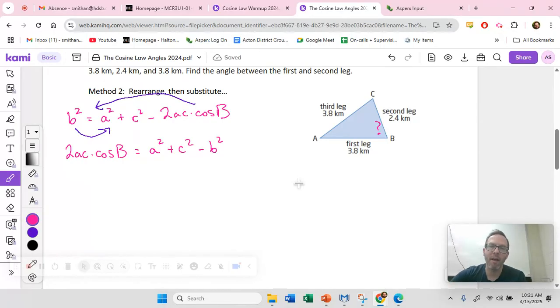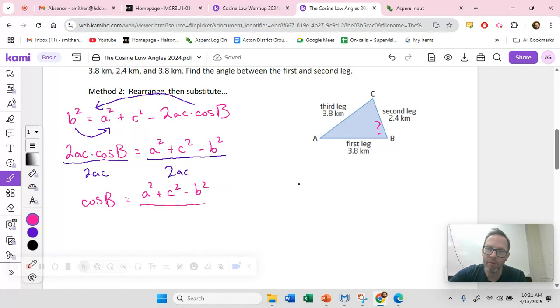We can now get cosine B by itself pretty quickly by just dividing both sides by 2AC. And what we have is a nice, tidy formula that helps us find, if not B directly, it helps us find the cosine of B directly. We've done all the rearranging first, and now it's just plug and play. And who doesn't like just to plug into a formula and do the calculator work?